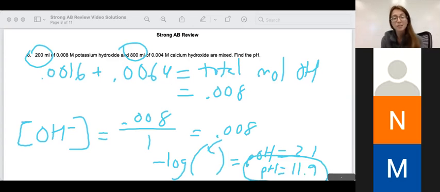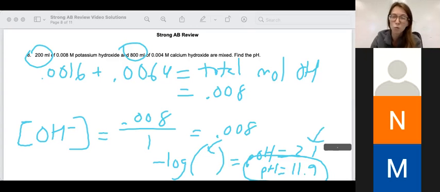Also, since this was a base plus base problem, we know we have to end up with something basic, pH above 7. So I shouldn't stop at that 2.1 number, like if you weren't sure if that was pH or pOH. We know we need an answer above 7 for the pH of a base. That's it.